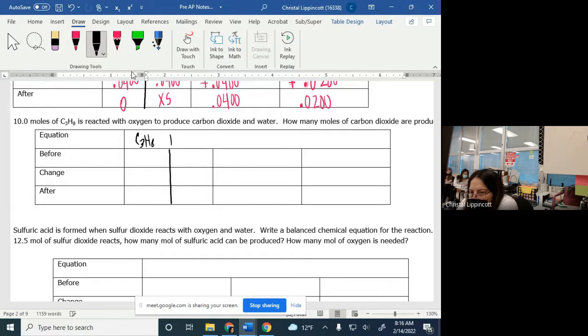I'm going to react C3H8 plus oxygen. That is going to produce CO2 and H2O. First thing I have to do is what? Balance my equation. Balance that equation. Go.